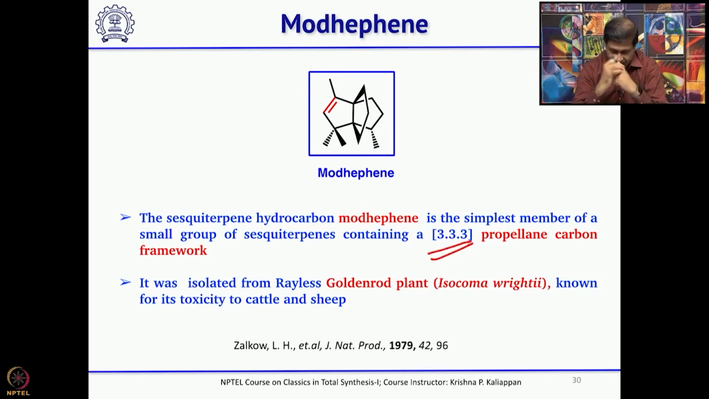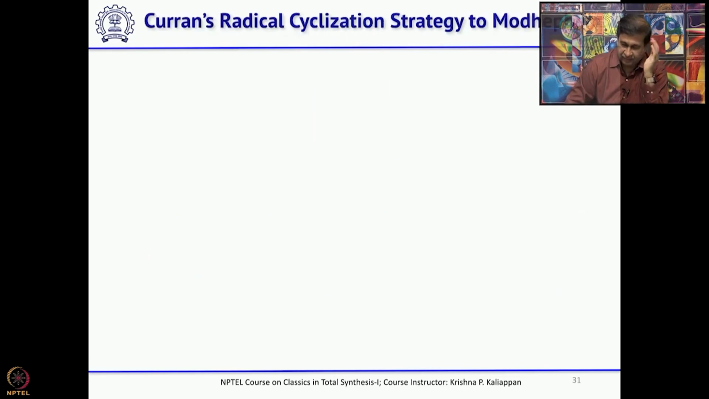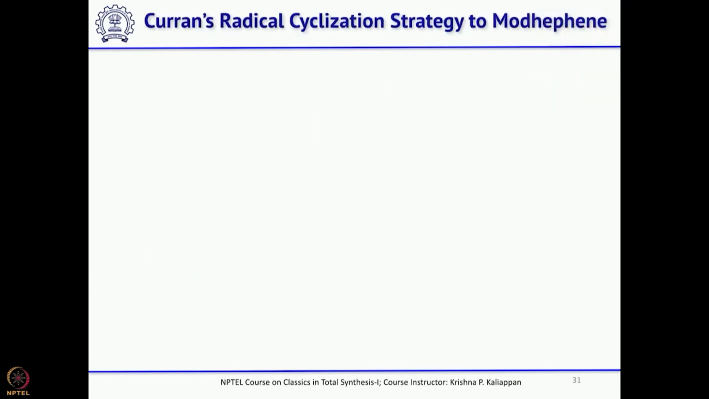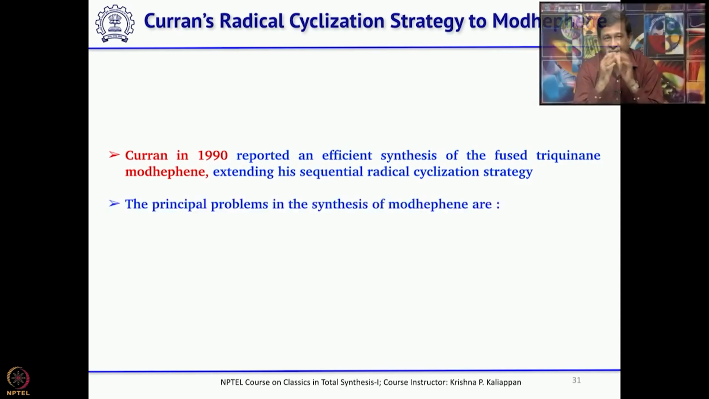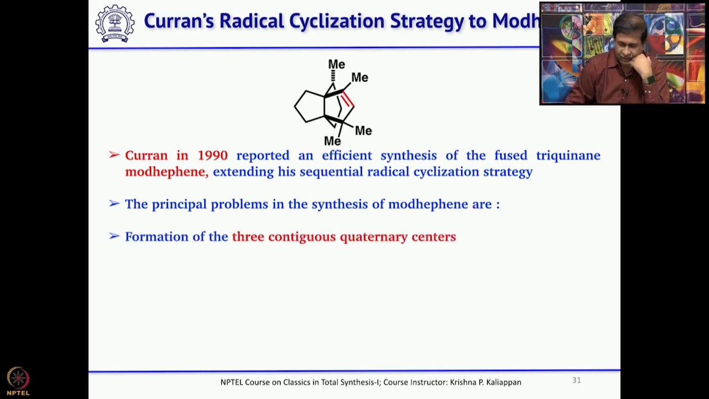Okay, so that's why this is called a 3,3,3 propellane system, and it was isolated from a goldenrod plant, which was well known for its toxicity to cattle and sheep. And from the synthetic point of view, particularly from Dennis Curran's radical cyclization strategy point of view, he wanted to extend the same tandem radical cyclization. However, in this synthesis he faced quite a bit of problems.